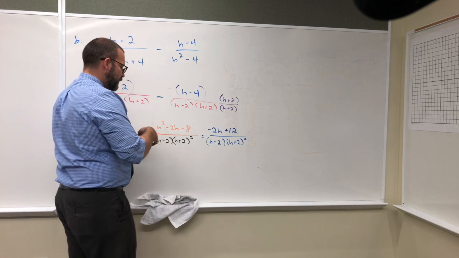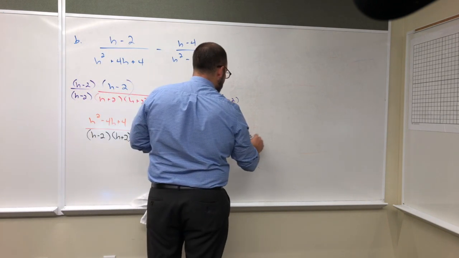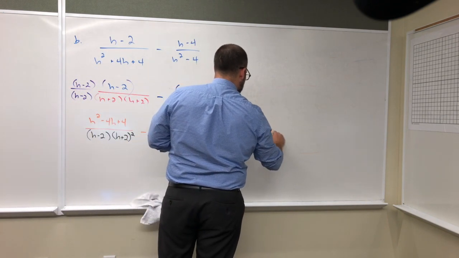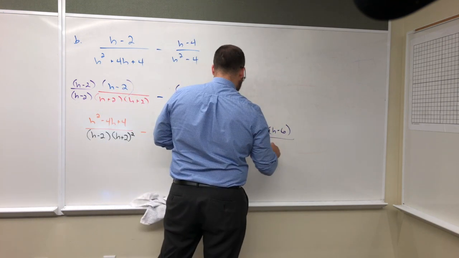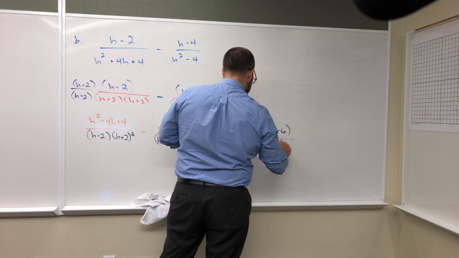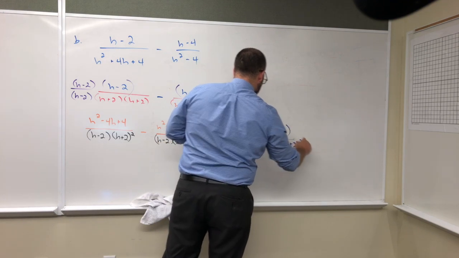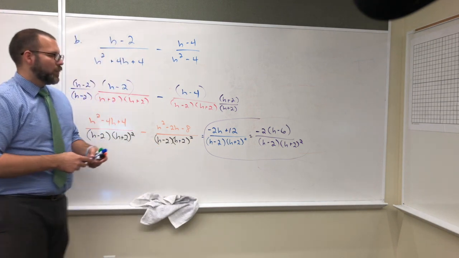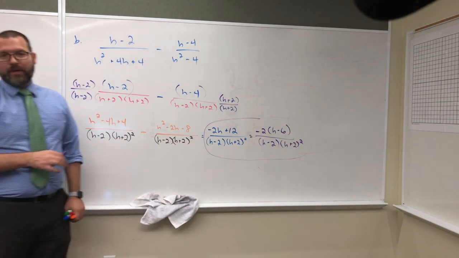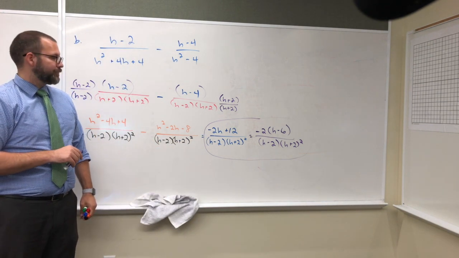Negative 2h plus 12 does actually factor, but you can quickly see when you pull that negative 2 out, it doesn't factor usefully. So again, either of these two answers is fine, whether you do factored form or the unfactored form, or if you wanted to multiply out your denominator, all of that would work.